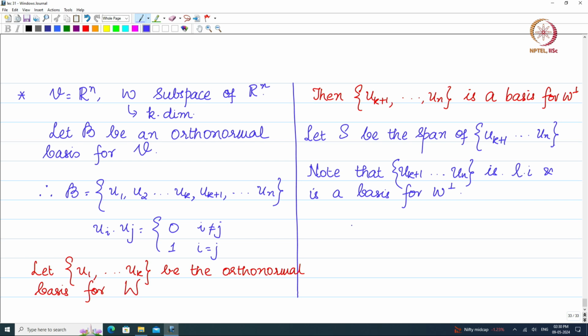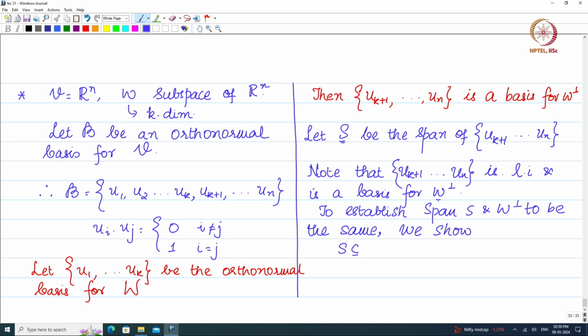What we want to establish is that the span S and W perpendicular are essentially the same. So, to establish that S and W perpendicular are the same, we show two things. We show that S is a subset of W perpendicular and W perpendicular is a subset of S, and therefore that implies S is equal to W perpendicular. This is what we are going to establish. So, that will be the line of proof that we are going to look at.